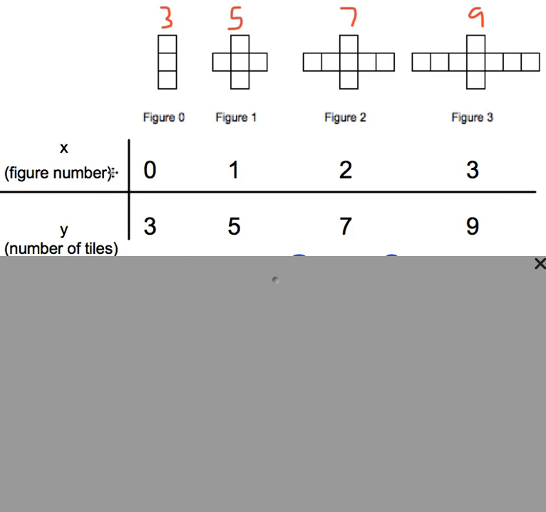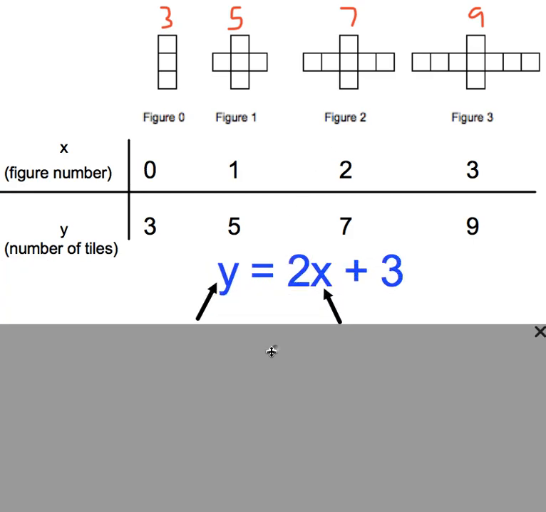X in your table is always going to be the figure number from above. Y is those number of tiles that we counted. Now there's always going to be some sort of pattern which will let us do algebra in this situation. One thing that is also handy, we've got our diagram representation, we've got our table. It's good to represent this as an equation because you can do a lot of things with equations. So the equation in this case would be y equals 2x plus 3.